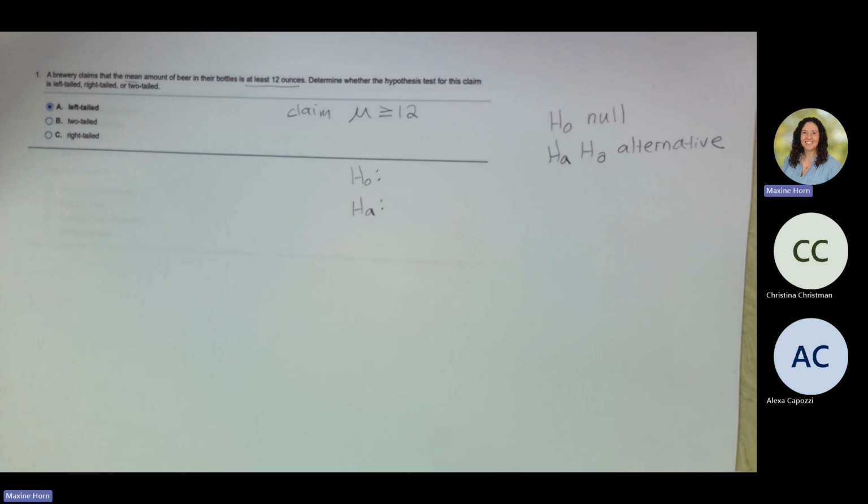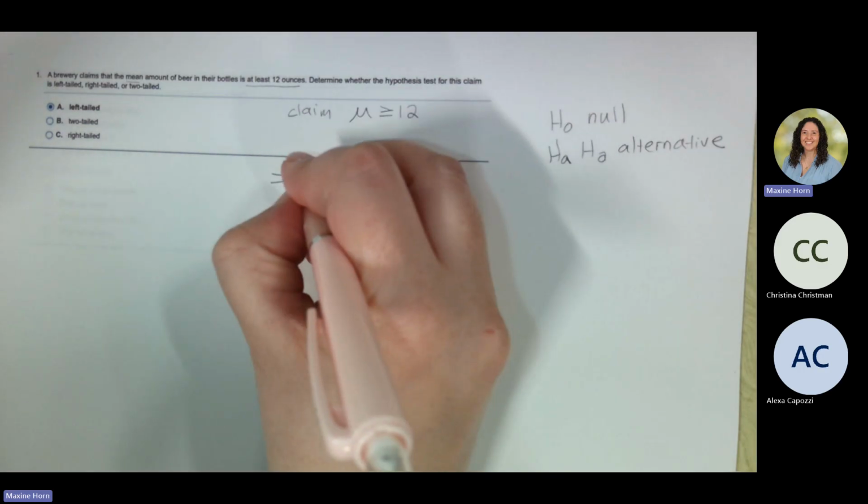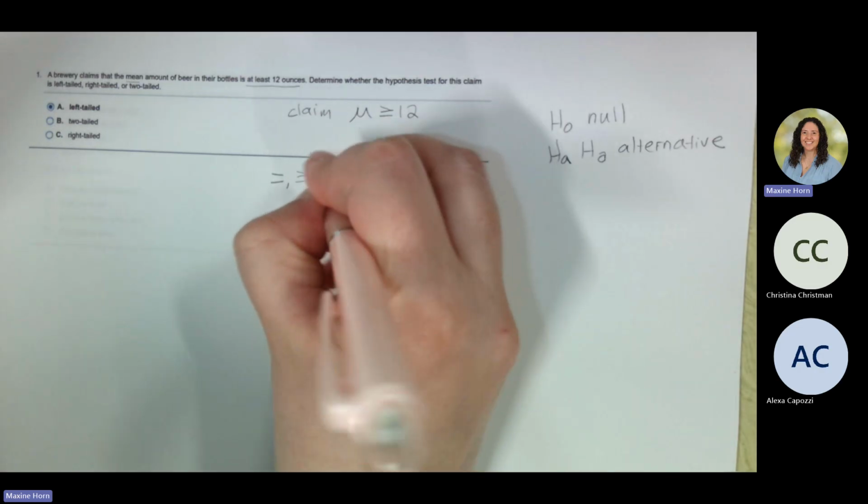So scooch this over here so I can see the whole page. Your null hypothesis is always going to have some type of equality in it. So it's going to have symbols like equal to, or greater than or equal to, or less than or equal to.